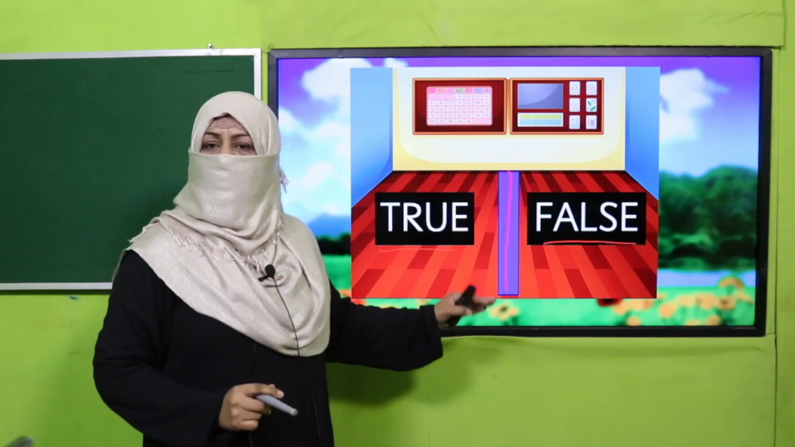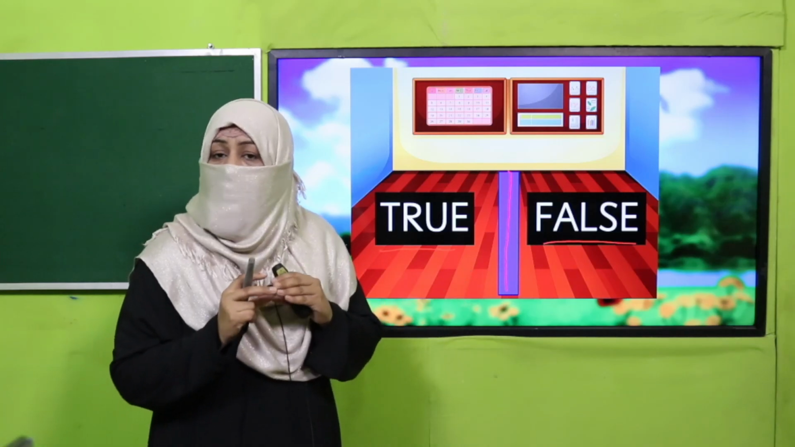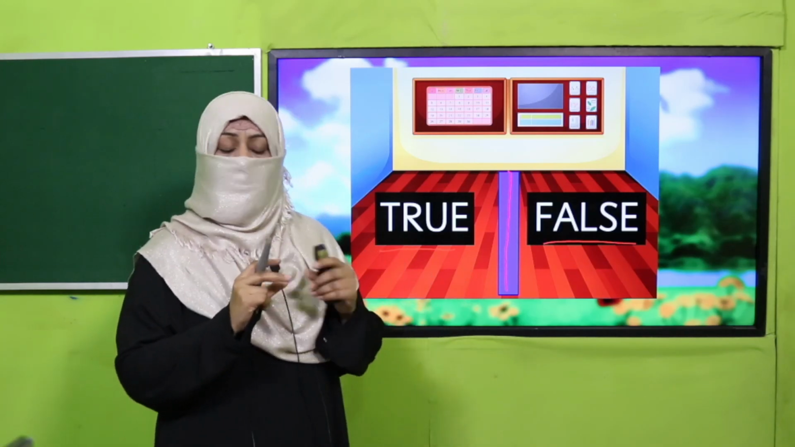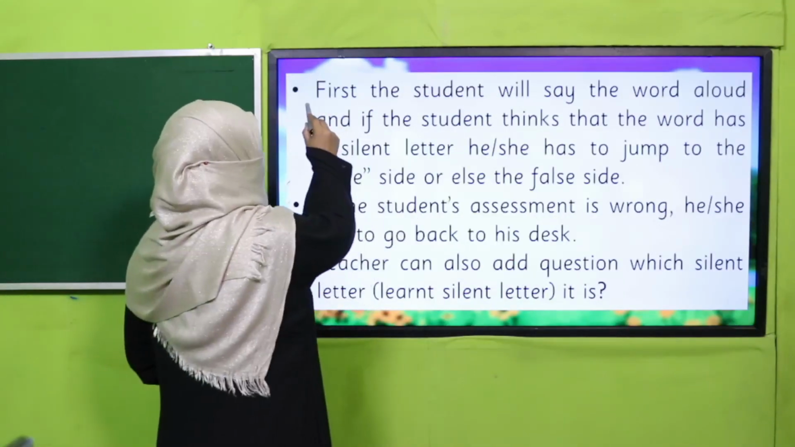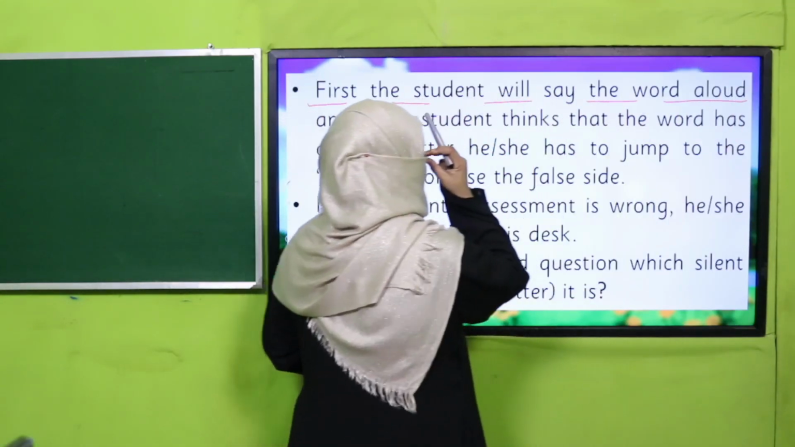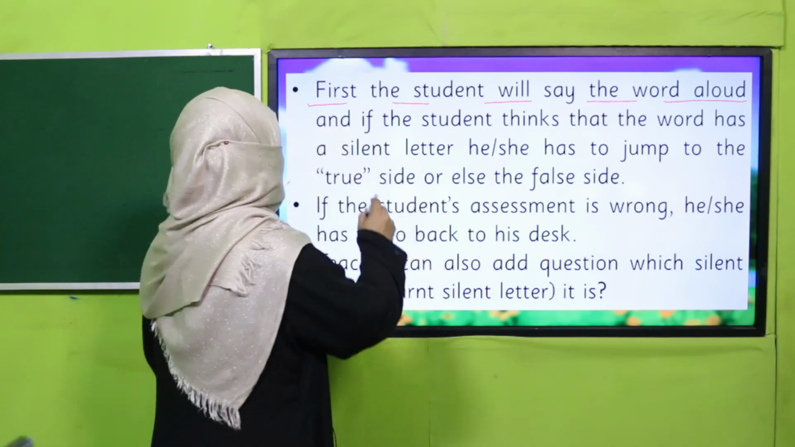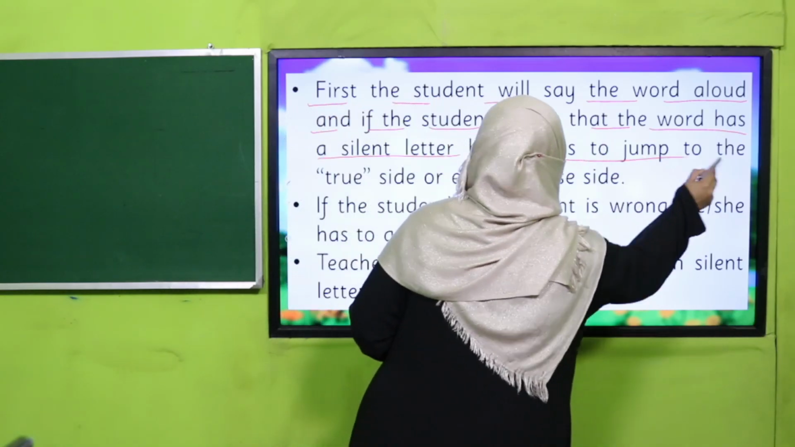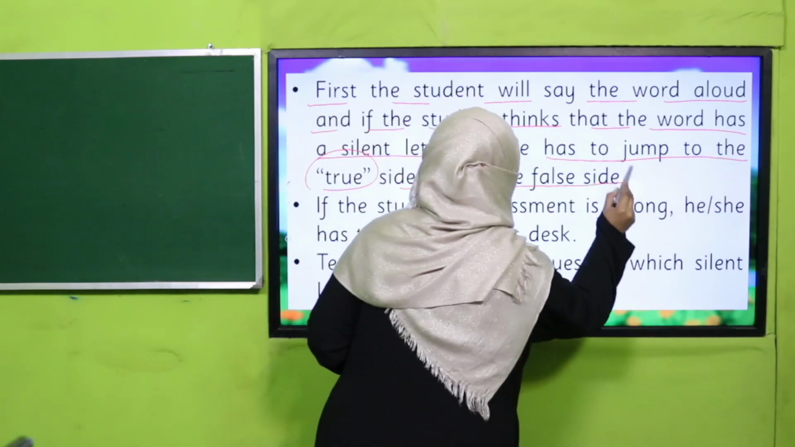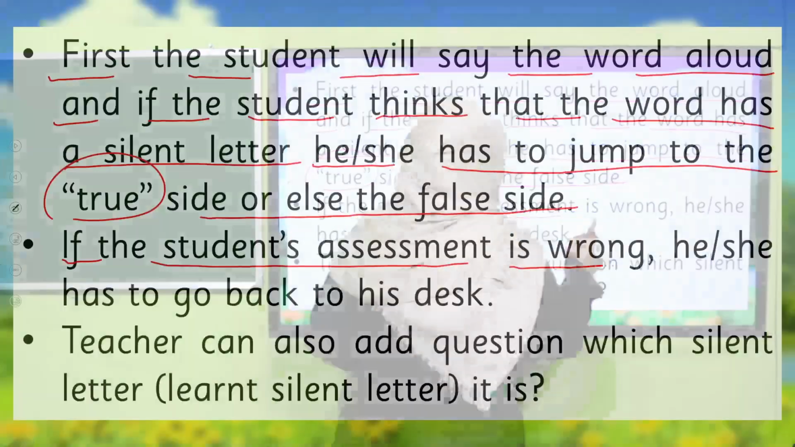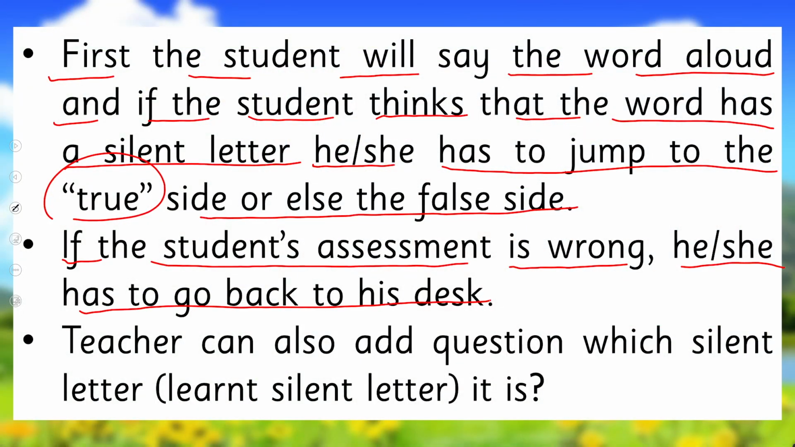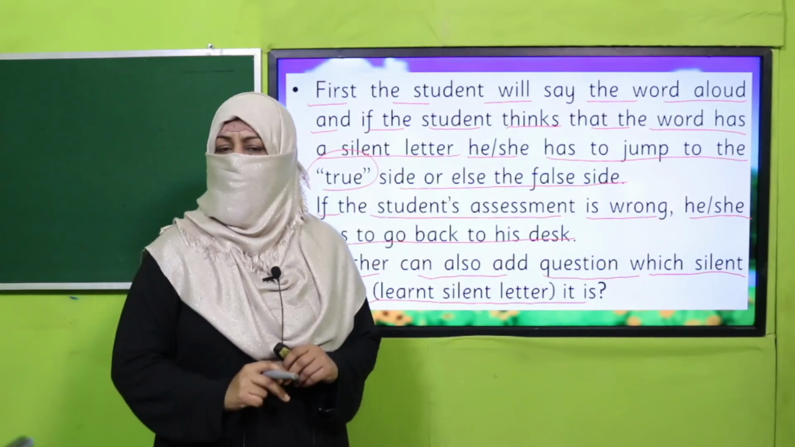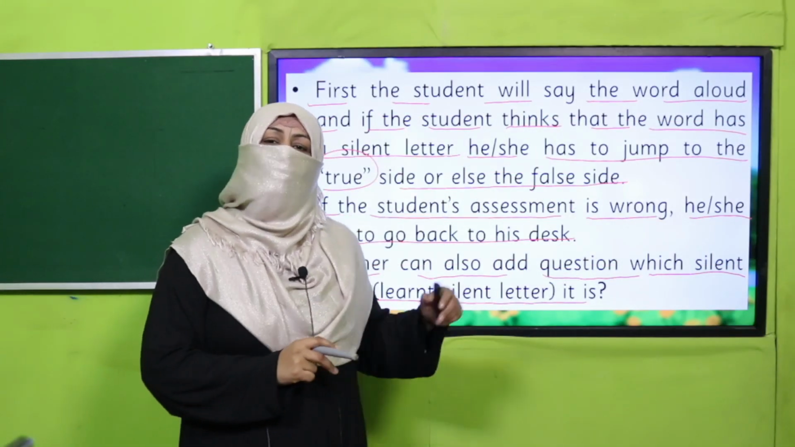Now you may pick a child, say a word, and ask the child to identify whether there is a silent letter or not. What is the child supposed to do? First, the student will say the word aloud. This child will listen to the word and will pronounce it. And if the student thinks that the word has a silent letter, he or she has to jump to the true side, otherwise to the false side. If the student's assessment is wrong, he or she will go back to the desk. And the teacher can also ask which letter is silent in this word. So in this way, the students who are not able to judge correctly will go back, and let's see who remains to win this game.